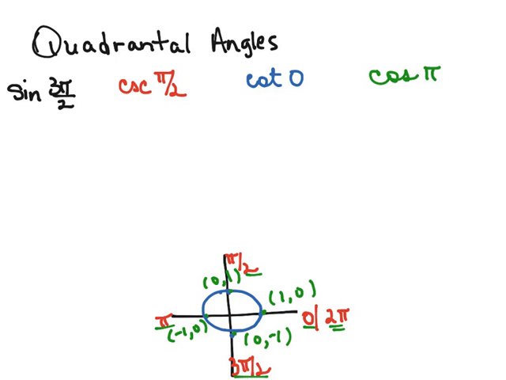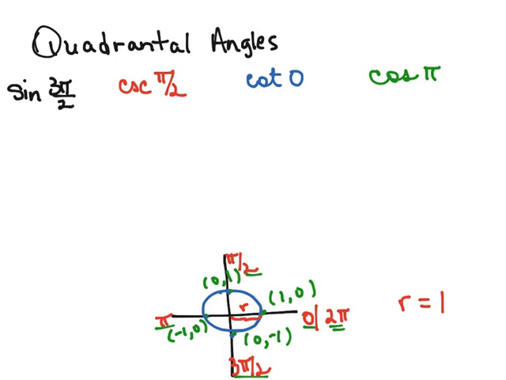In order to find the values of trig functions at quadrantal angles, imagine that we have our unit circle. So our unit circle is a circle that has a radius equal to 1. So if we go out 1 on our unit circle, at 0 we have the ordered pair 1, 0.